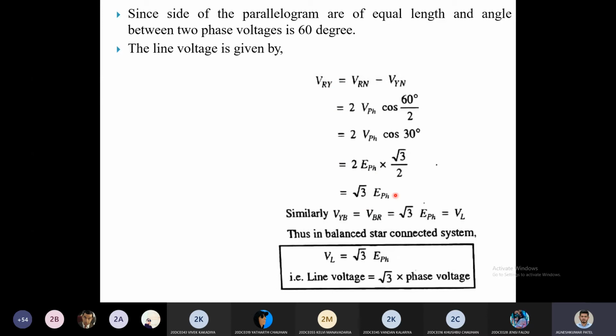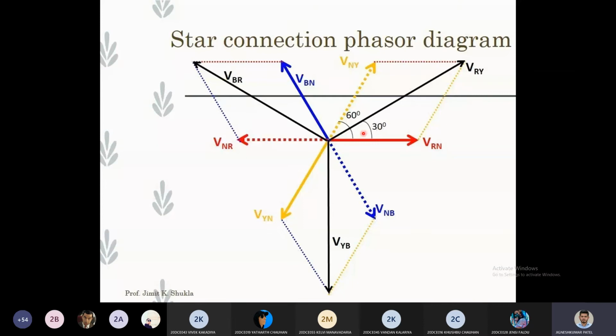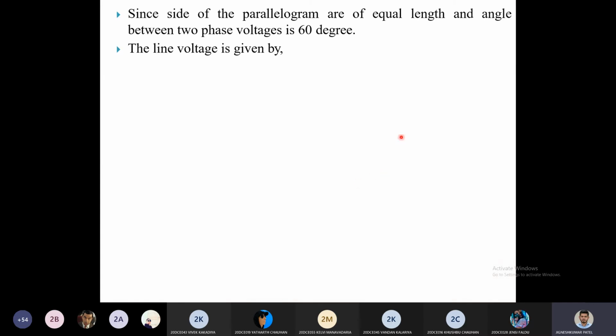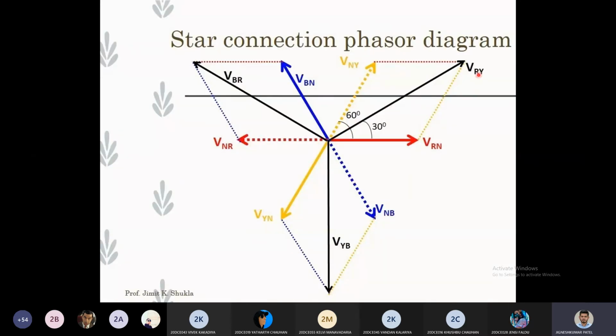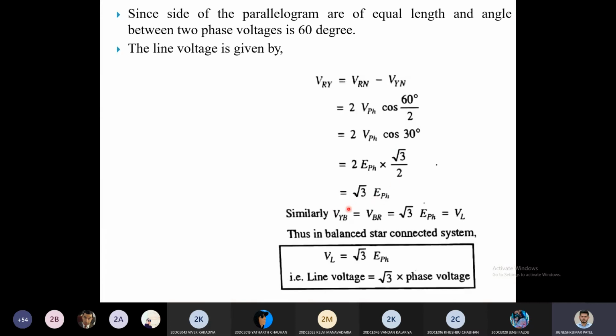line to line voltage and phase voltage: line to line voltage is root 3 times the phase voltage. Okay, line to line voltage is higher than the phase voltage. You can see it over here as well. This is my line to line, so the quantity of line to line is higher than the phase. Okay, so what is the actual quantity? It would be root 3 times this line to neutral voltage or phase voltage.